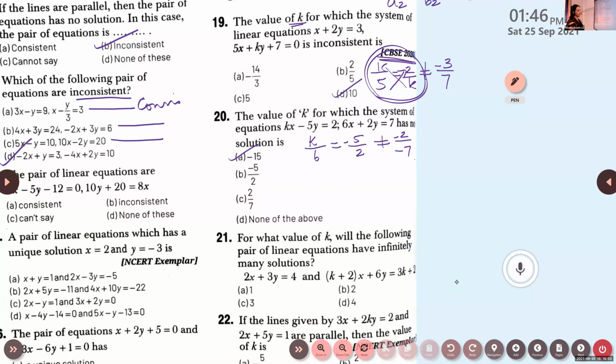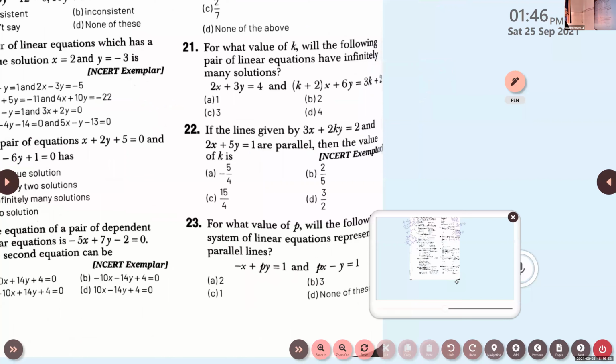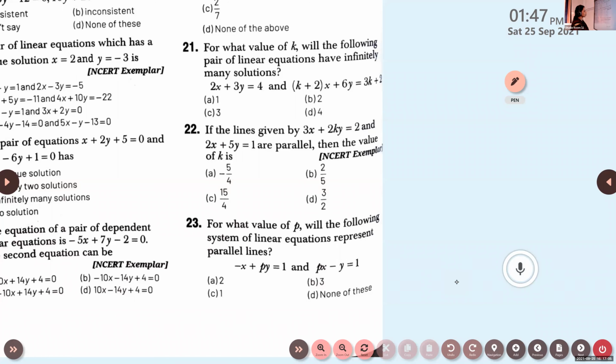But the next one, 21st one. For what value of k the given equation has infinitely many solutions? What is the condition for infinitely many solutions? A1 by A2 is equal to B1 by B2 is equal to C1 by C2. Very good. Minus 4 by minus of 3k plus 2, so 2 by k plus 2 is equal to 1 by 2. So cross multiply, simplify and find the value of k.